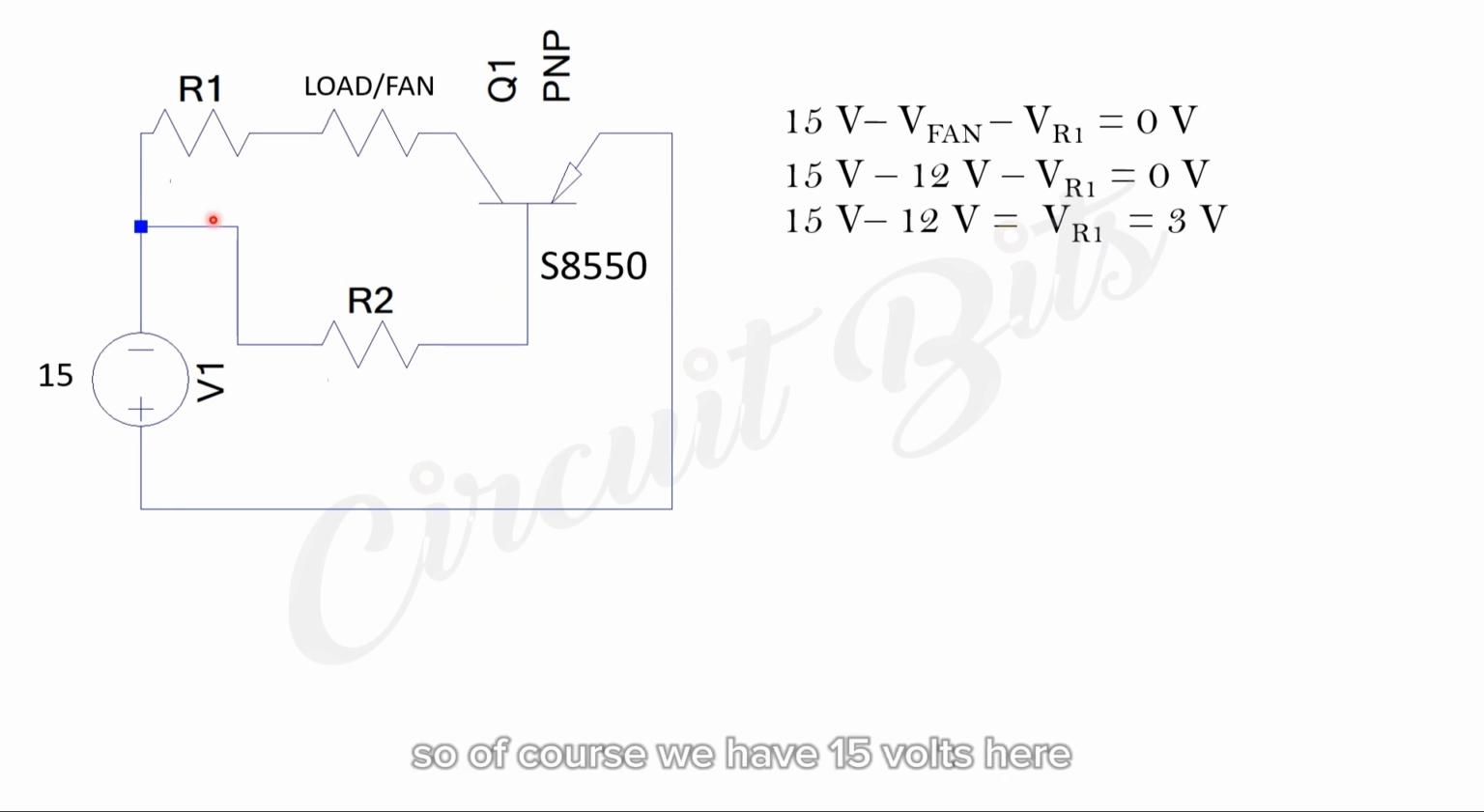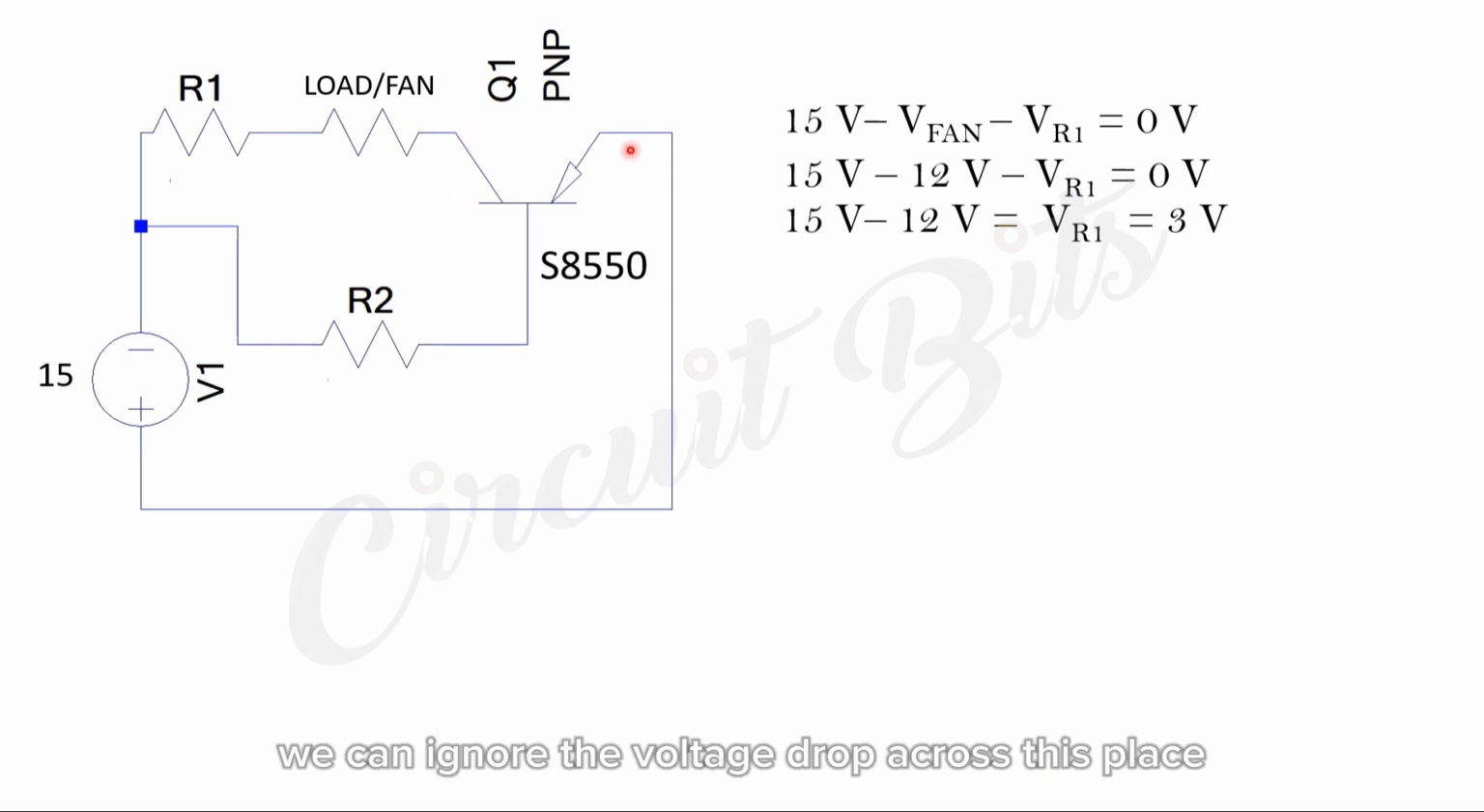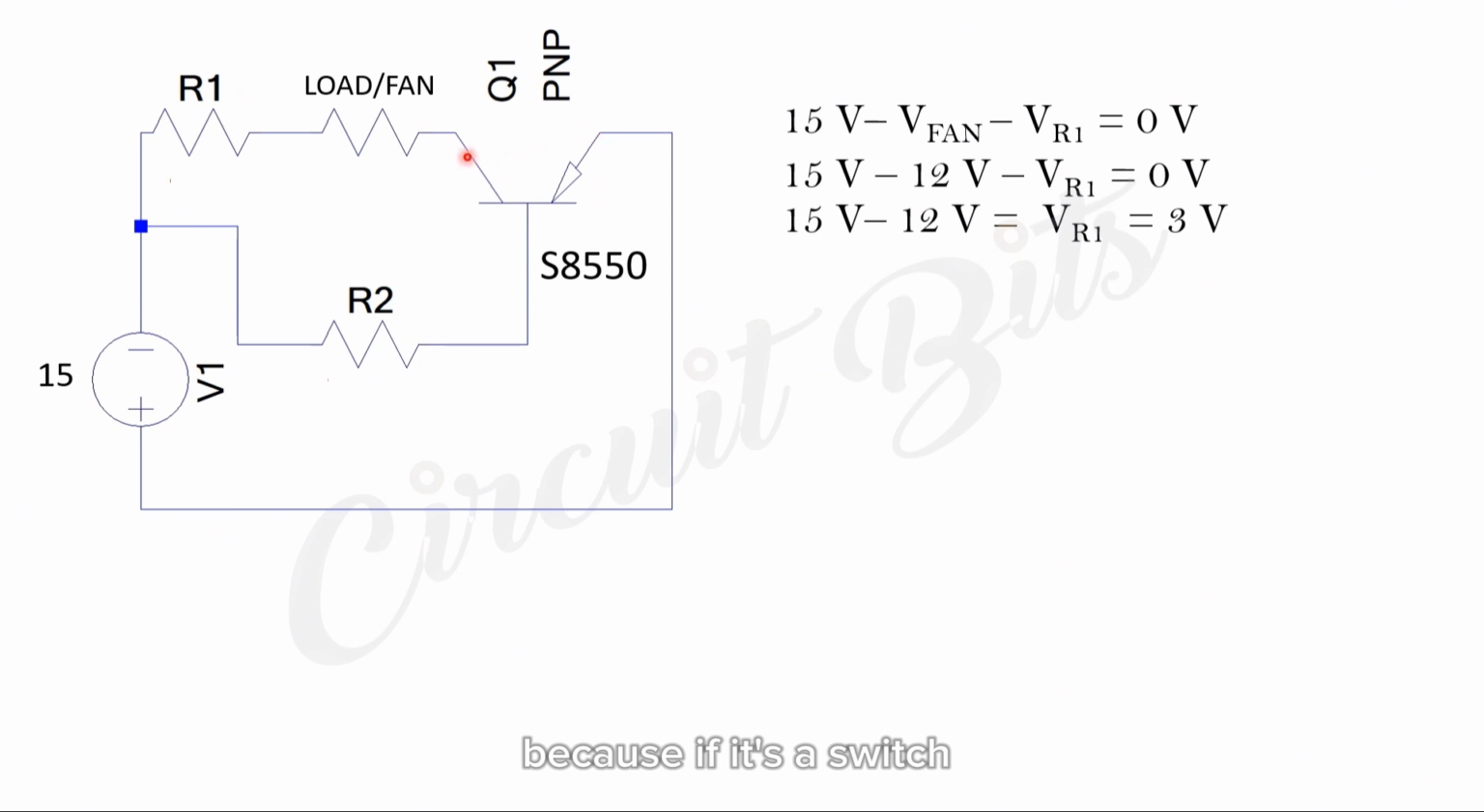So, of course, we have 15 volts here. And if you notice, this is positive and this is negative. So we have 15 volts there. Then this is our collector and this is our emitter. If this is operating as a switch, this place and this place should have the same voltage level. So it means we can ignore the voltage drop across this, because if it's a switch, it's just going to operate as a wire, and there will be no voltage drop across it.